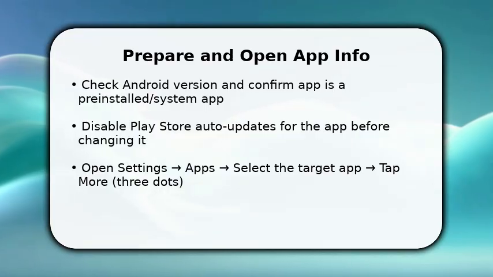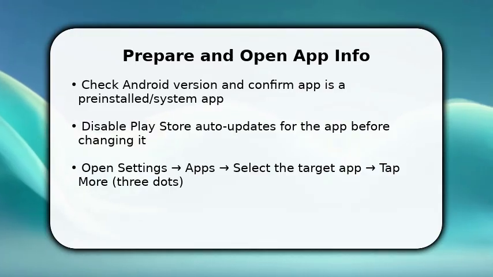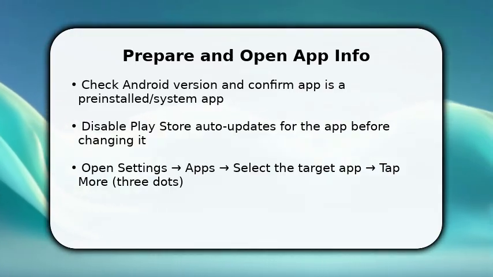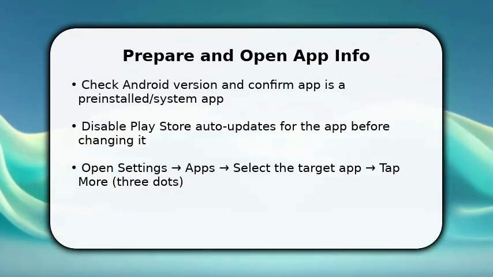Now open Settings, go to Apps, find the target app, and tap the three-dot menu. You're doing this to reveal the Uninstall Updates control. This step gives you the only built-in rollback mechanism Android exposes without root or downloading APKs.